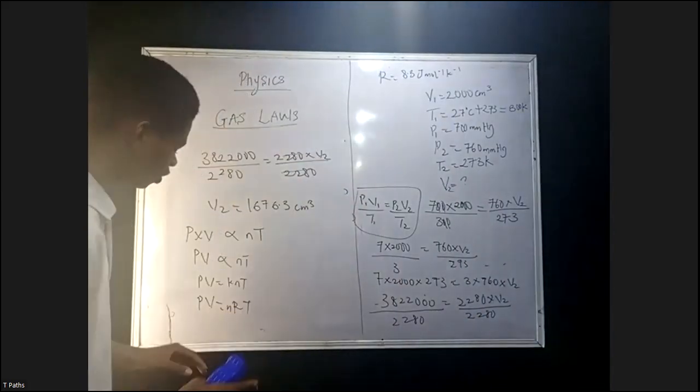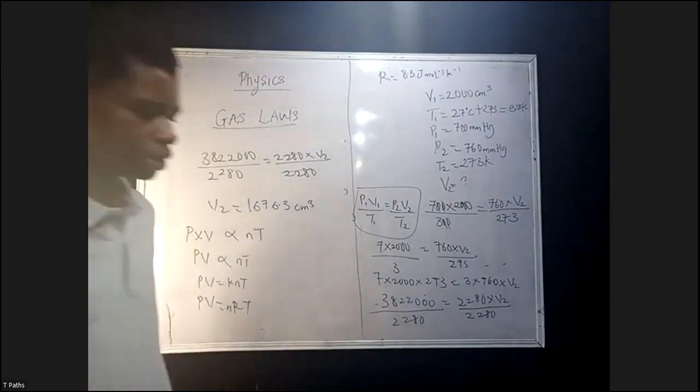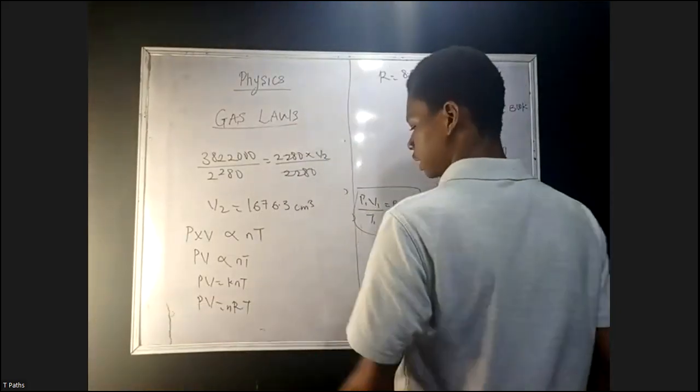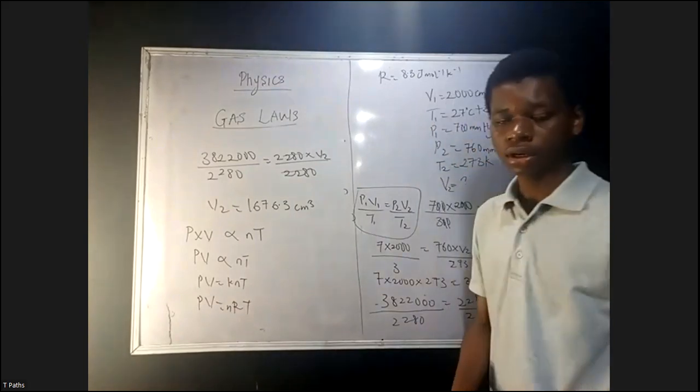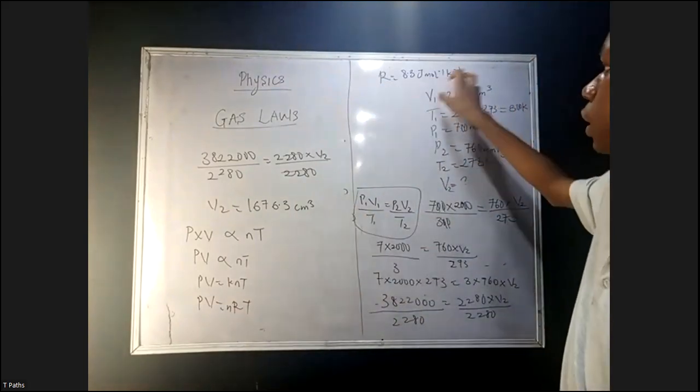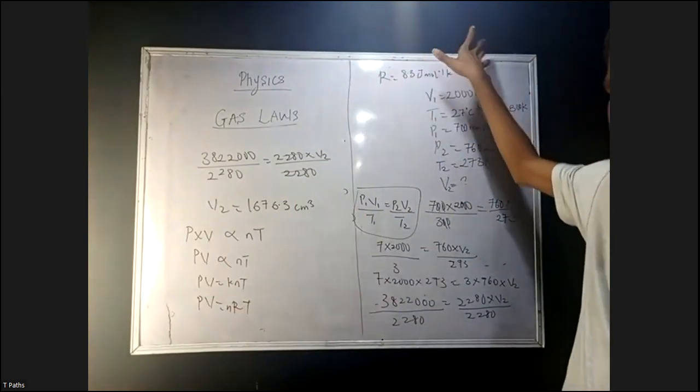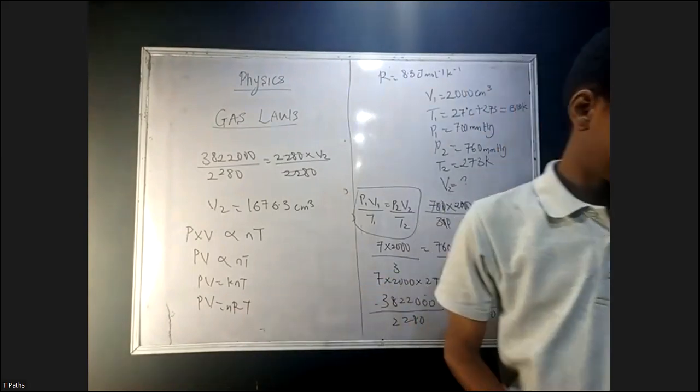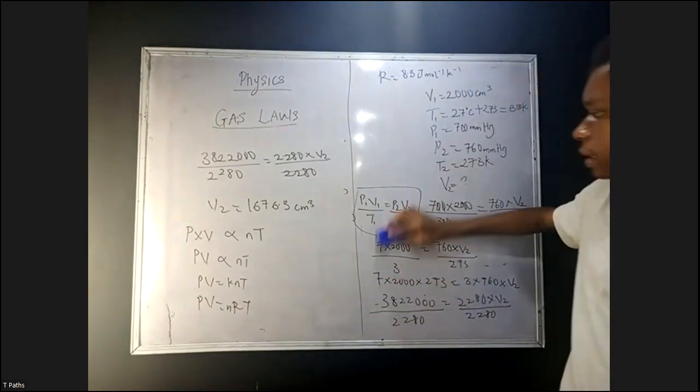So after simplifying all of this, I have PV is equal to nRT: P is the pressure of the gas, V is the volume of the gas, n is the number of moles, R is the constant, which I wrote up here, 8.3 joule per mole per Kelvin, and then T is the absolute temperature. All right. So I'll be taking an example.